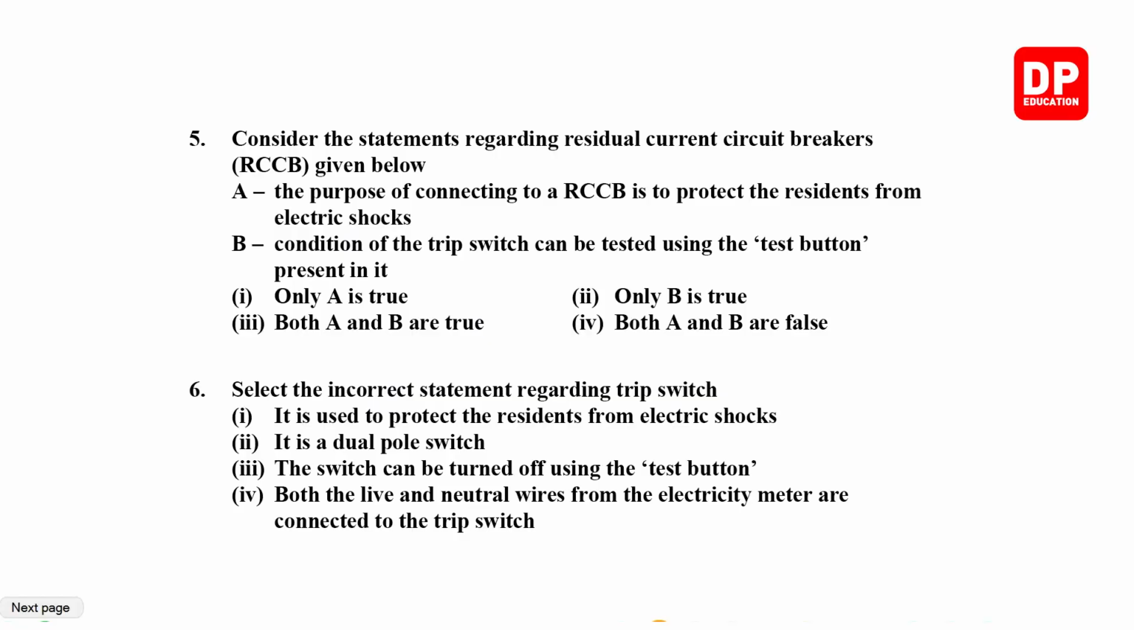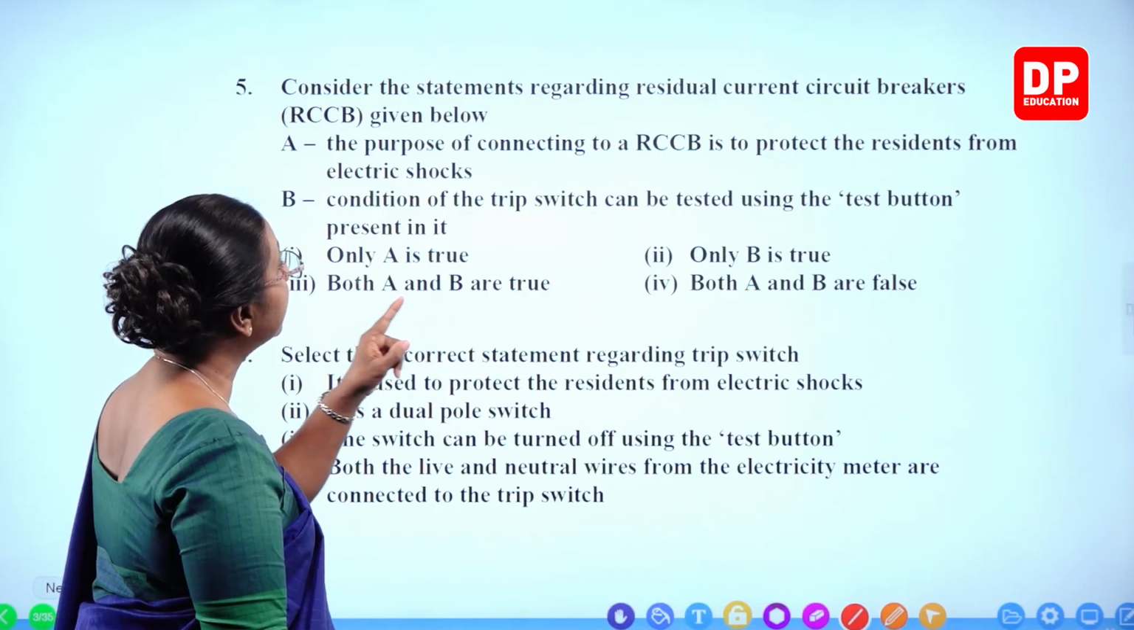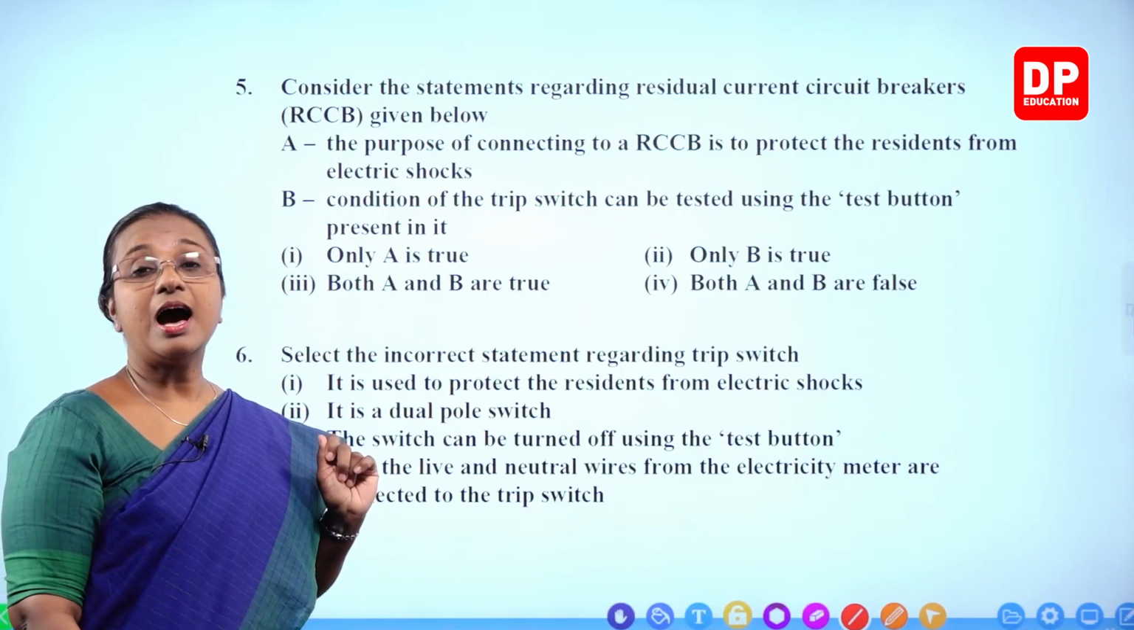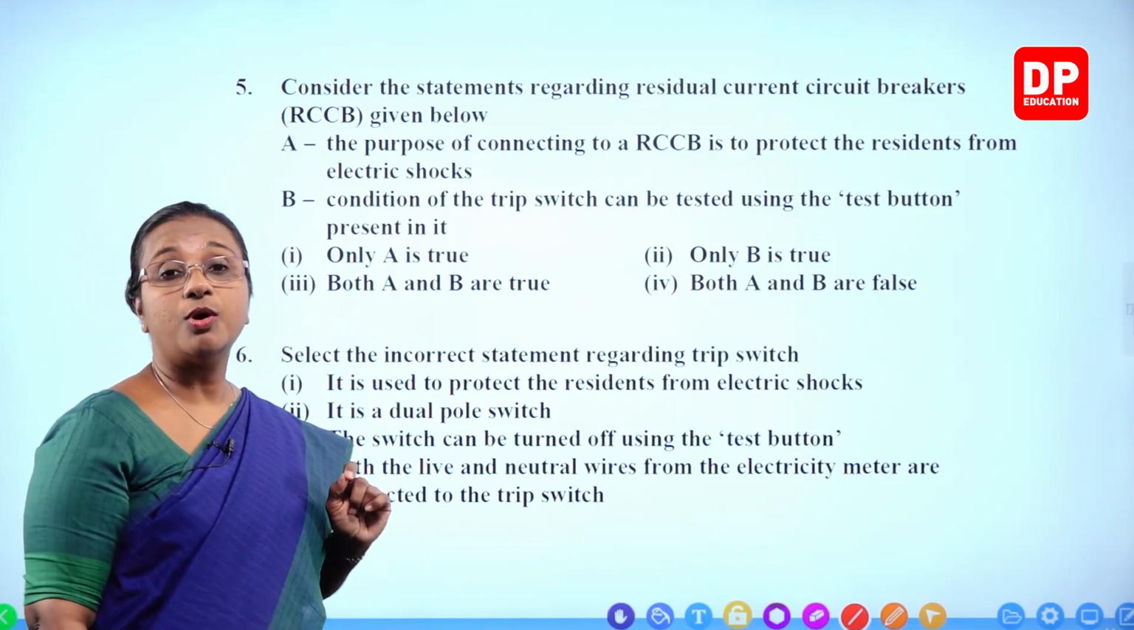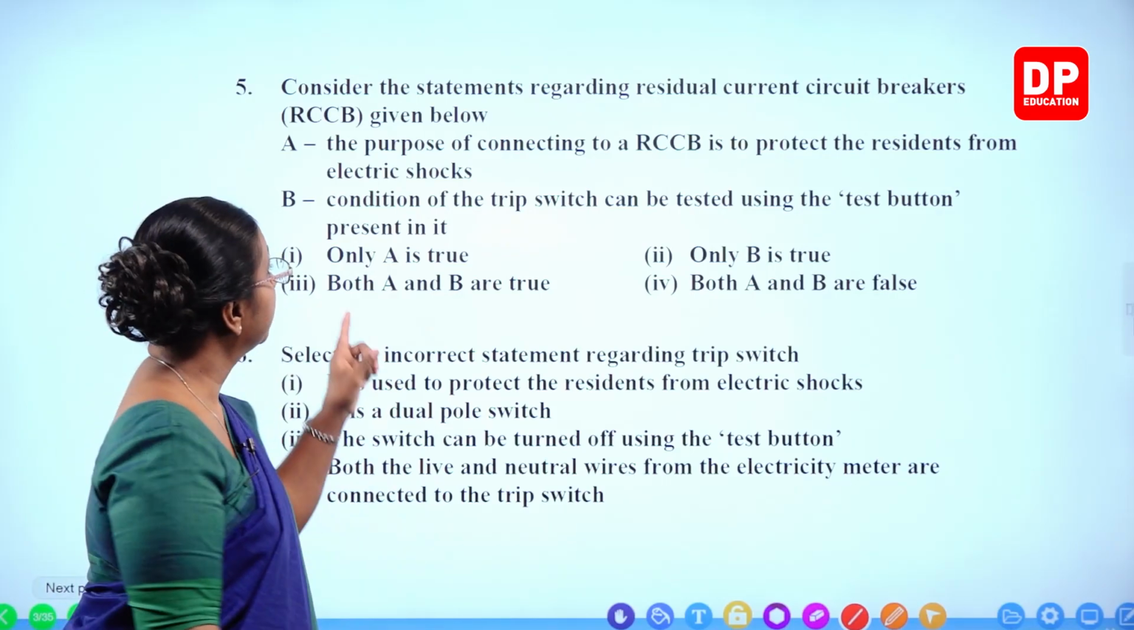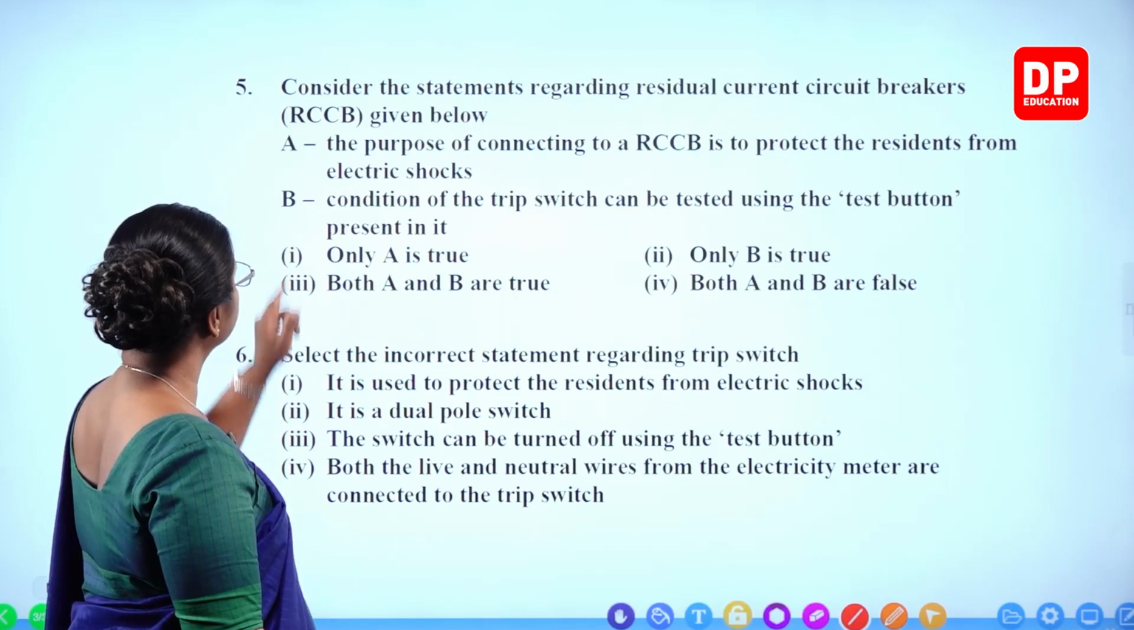Question number 5. Consider the statements regarding residual current circuit breakers, RCCB, or what you call the trip switch.